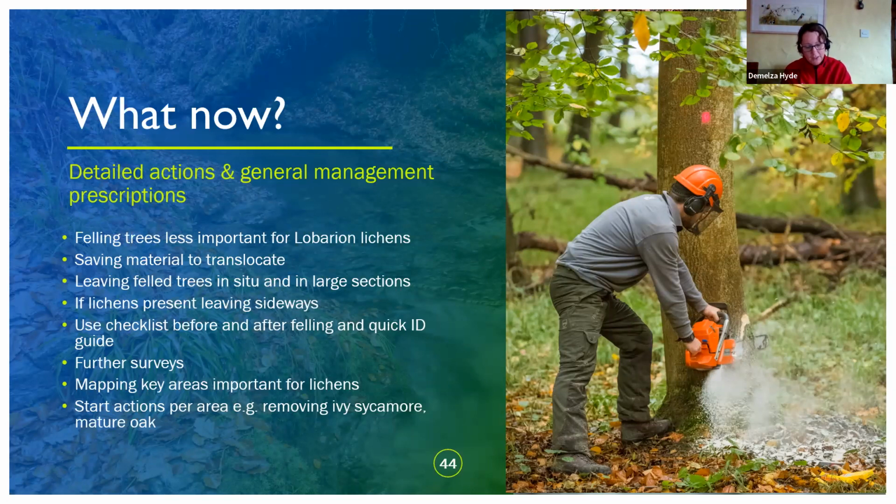And we have a checklist we've produced for all our staff and volunteers to use before and after felling, and an ID guide. And we're seeking funding to do a detailed survey going forward. And we have started to map those important areas for the Liberian community, and that's something we're going to progress. And we're starting to carry out some of the actions per area, which I'll talk to you about in a second.